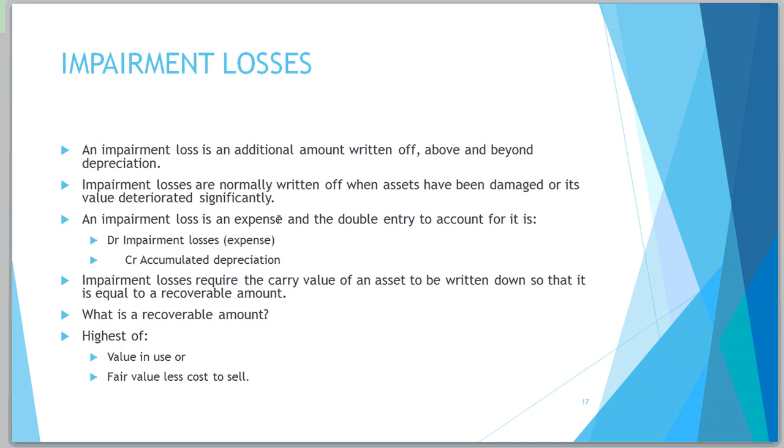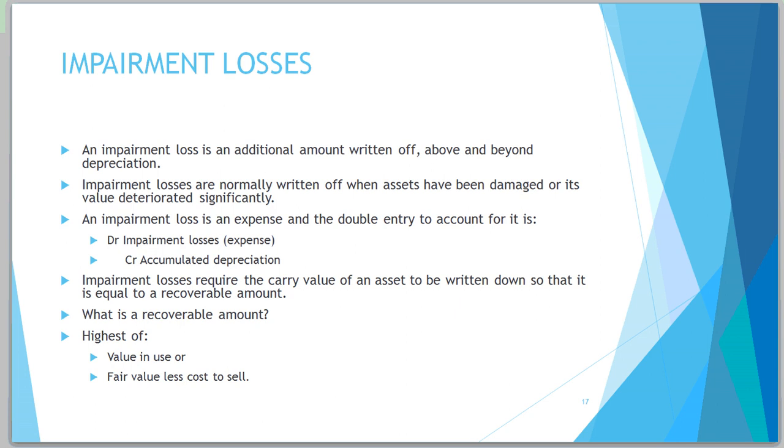So an impairment loss is an expense, and the double entry is we debit impairment losses, and we credit accumulated depreciation. Impairment losses require the carrying value of an asset to be written down to an amount that is equal to the recoverable amount. So what is a recoverable amount? It's the highest of the value in use, or the fair value less cost to sell.